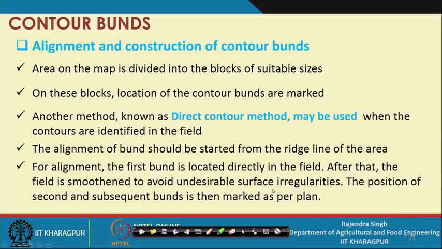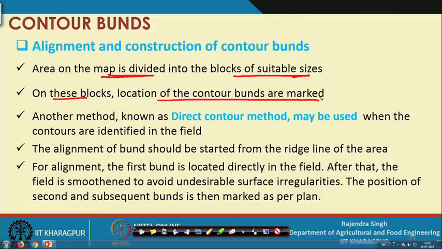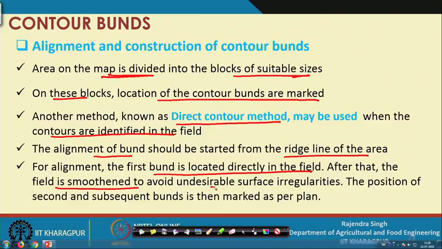And once the map is ready, we divide the total area of the map into blocks of suitable sizes, that is for ease of management, from the management point of view. And then on each block, locations of contour bunds are marked. So, basically we require contours; we have to generate the contours, or the contour lines may already be identified. If we have a contour map with us, then we can straight away use the direct contour method for locating the contour bunds, because they will always follow the contours. And the alignment of bunds should start from the ridge line of the area, that is from the top, and the first bund is located directly in the field. After that, the field is smoothened to avoid undesirable surface irregularities, and the position of the second and subsequent bunds is then marked as per plan.